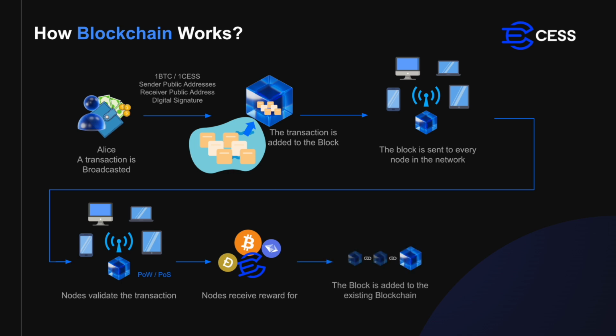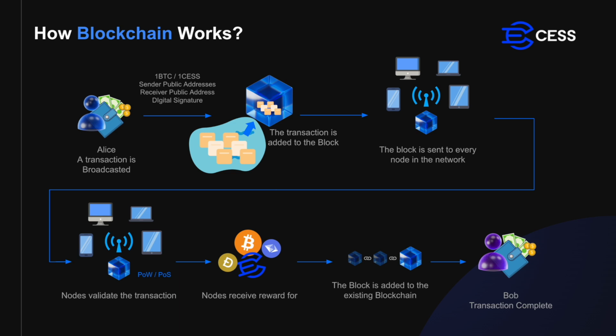Next, the block is added to the existing blockchain. Now that the block has been verified, it is officially linked to the previous block in the blockchain. This ensures an unbroken chain of transaction history, where each block is connected to the previous one through cryptographic hashing. If someone were to attempt to alter a past transaction, they would have to change every block after it, making tampering nearly impossible.